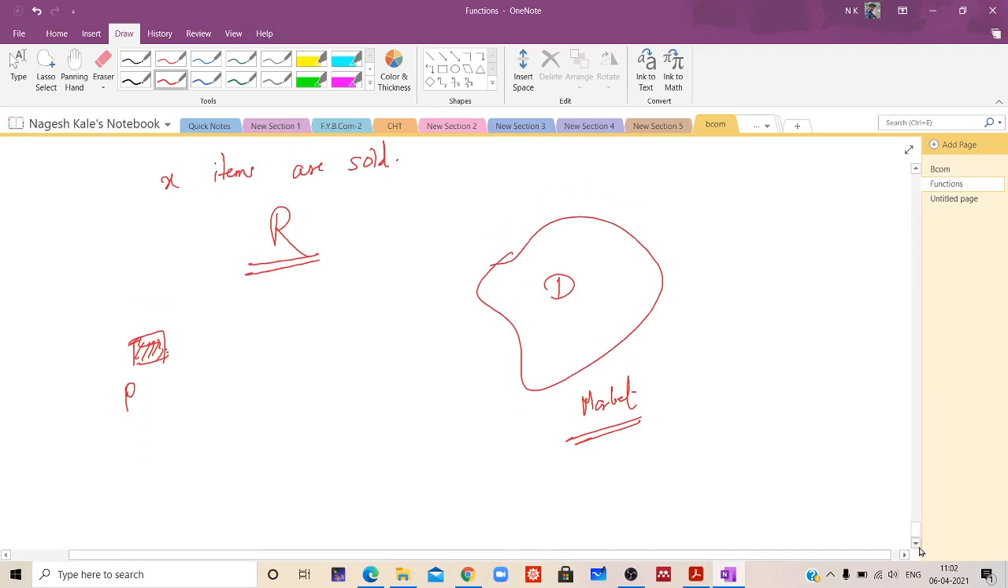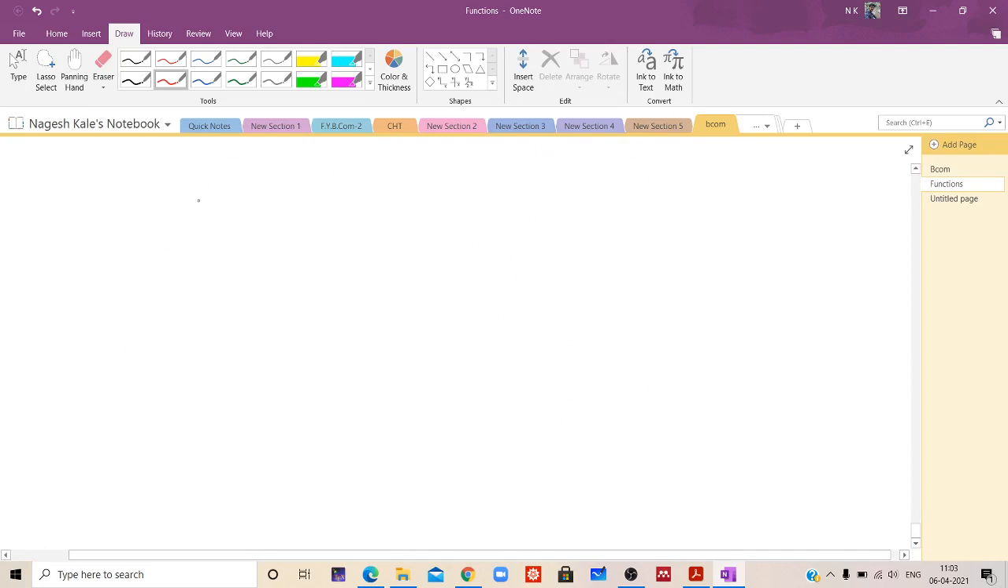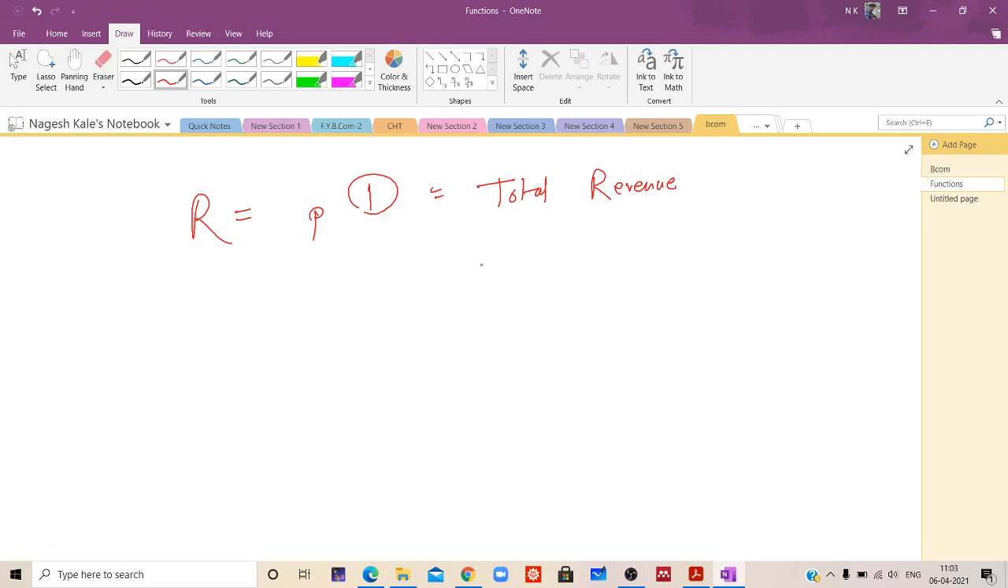The formula to calculate revenue is very simple. Revenue will be equal to the total demand of that particular thing multiplied by the price of that thing. So it is P into D. That is your total revenue. I will write it here that it is nothing but the total revenue. So let us try to calculate the total revenue, and we will see how we can solve the examples.